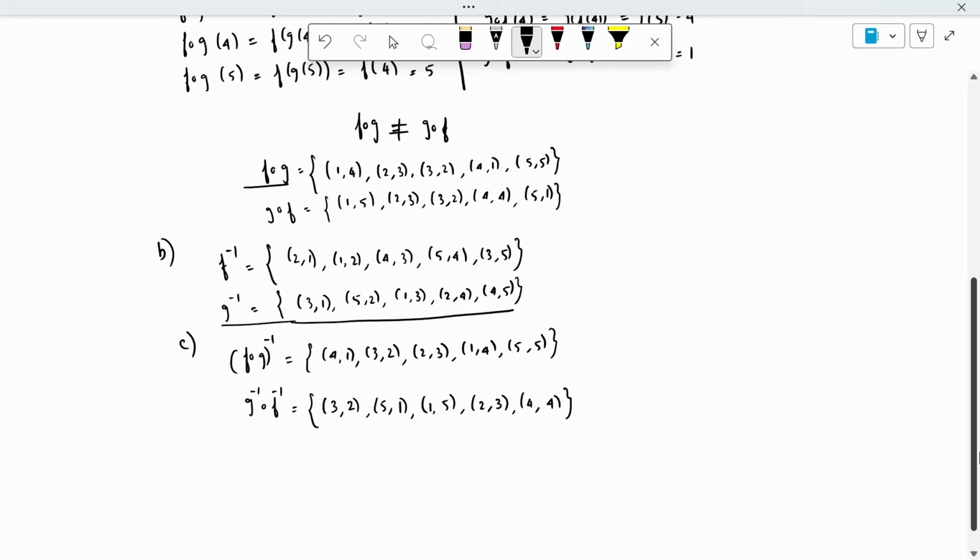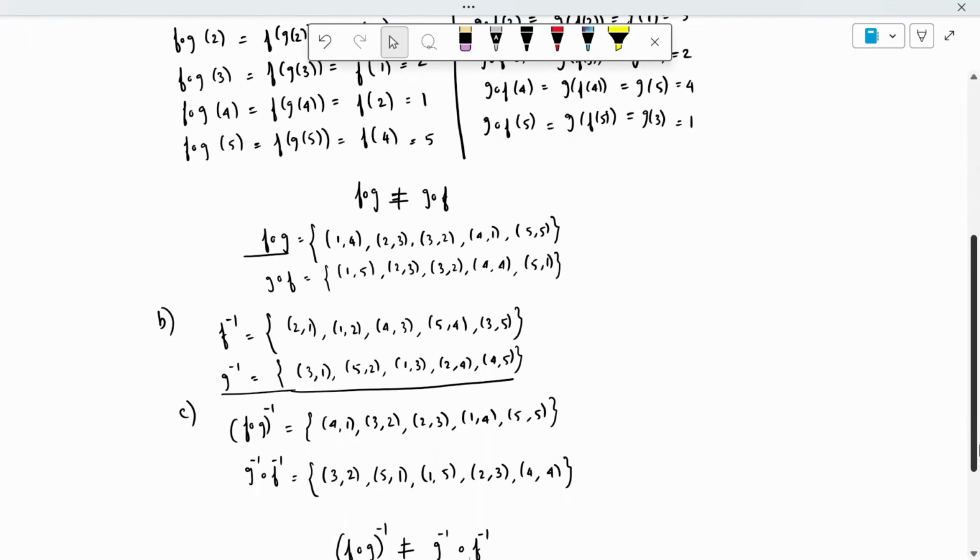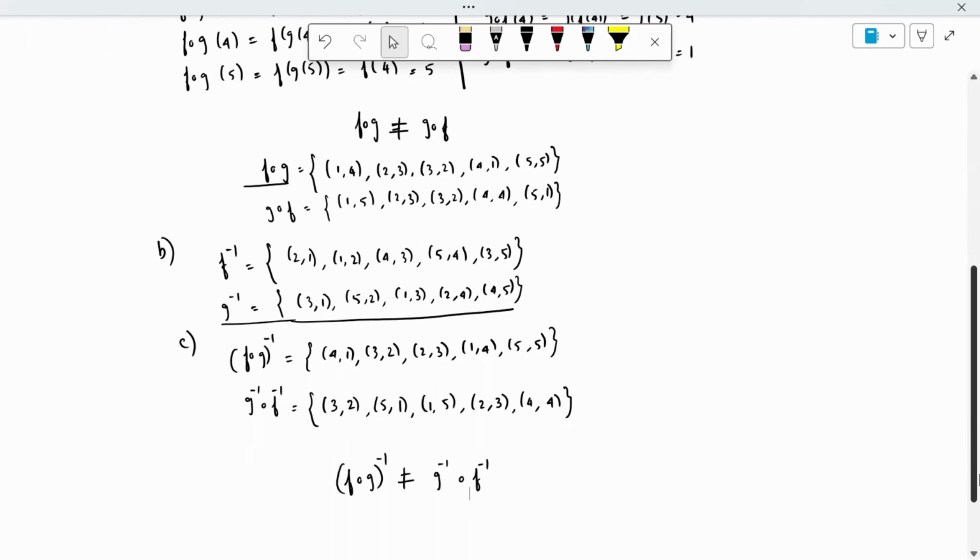No, it's not equal. So the meaning is, F composition G the whole inverse is not equal to G inverse composition F inverse. Okay, it is not equal. So we have proved. Same way, F composition G also, you will get the same answer. It is also not equal.